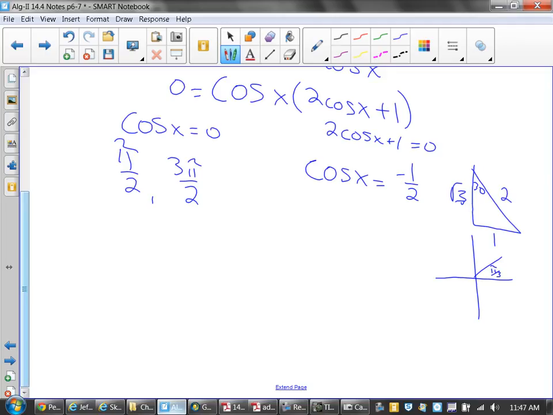Cosine's negative in which two quadrants then? 2 and 3. So if the reference angle is pi over 3, in the second quadrant it is 2 pi over 3. Very good. And then it will be 4 pi over 3. I believe the instructions on this problem was within 1 revolution, and I'm done. Okay? Not so bad. It's a little trick that occurs when you have to do some of these.